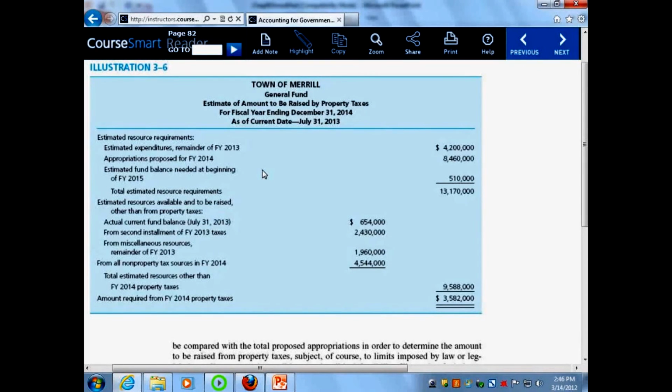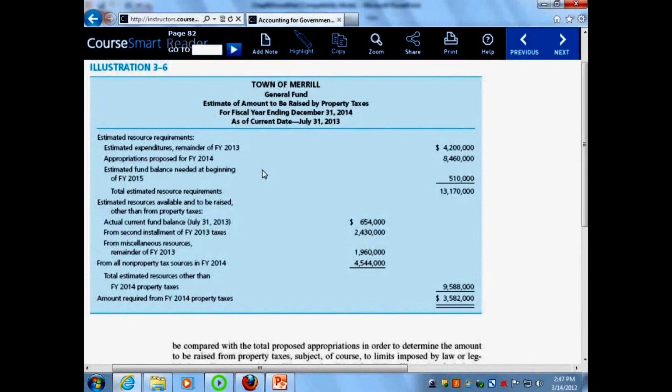Once you have your resource requirements, what's next? How are you going to get it? That's the next section. Well, how you're going to get it is what you have today, which is your current fund balance of 654,000. You have that today, right? You still have to get another installment of your taxes, which is 2,430,000. And you're going to get some more money from elsewhere, 1,960,000 for the remainder of this year, okay?